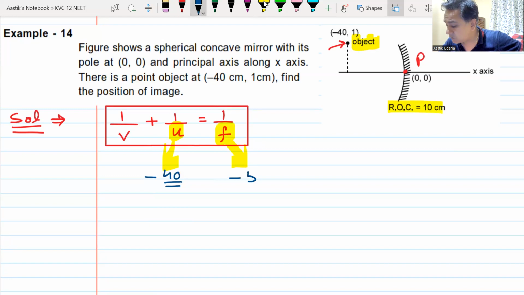So from here, you can calculate the value of V, yes or no? Putting the values, you can calculate it, yes or no? What is the value of V coming? Can you tell me?